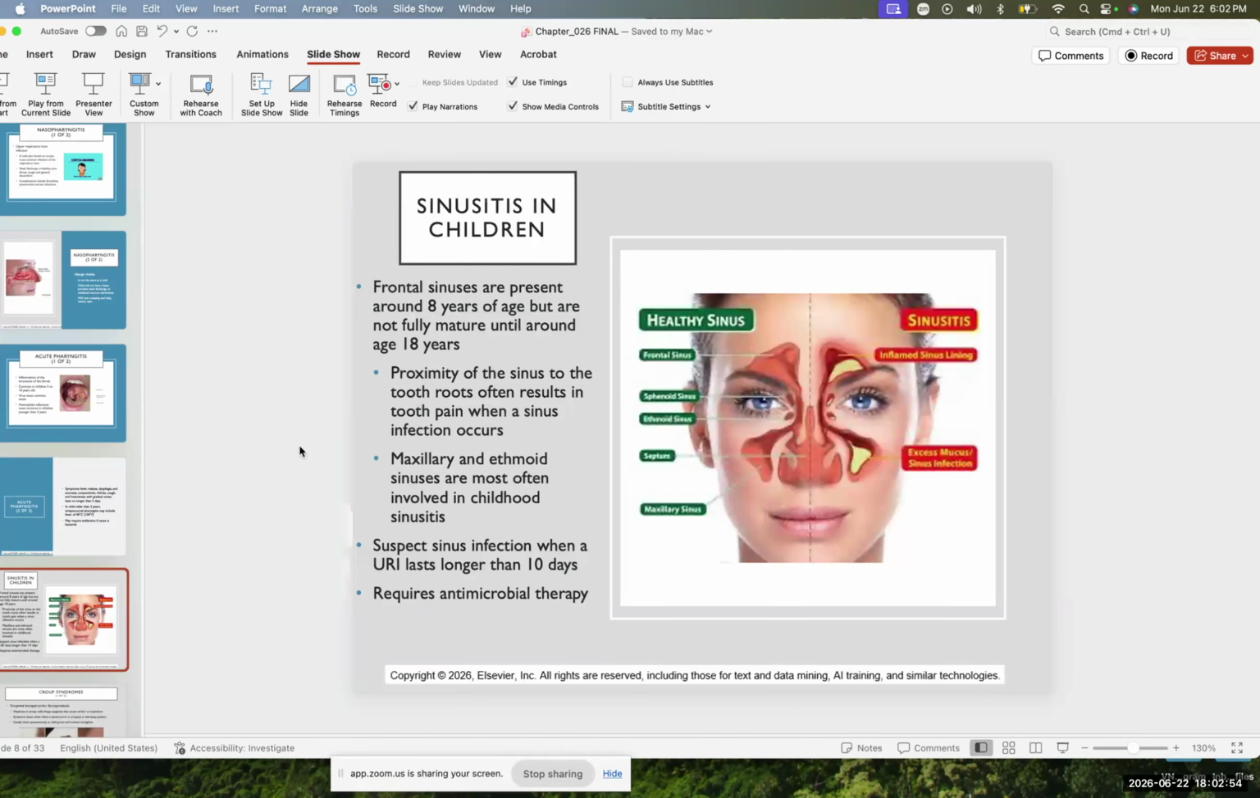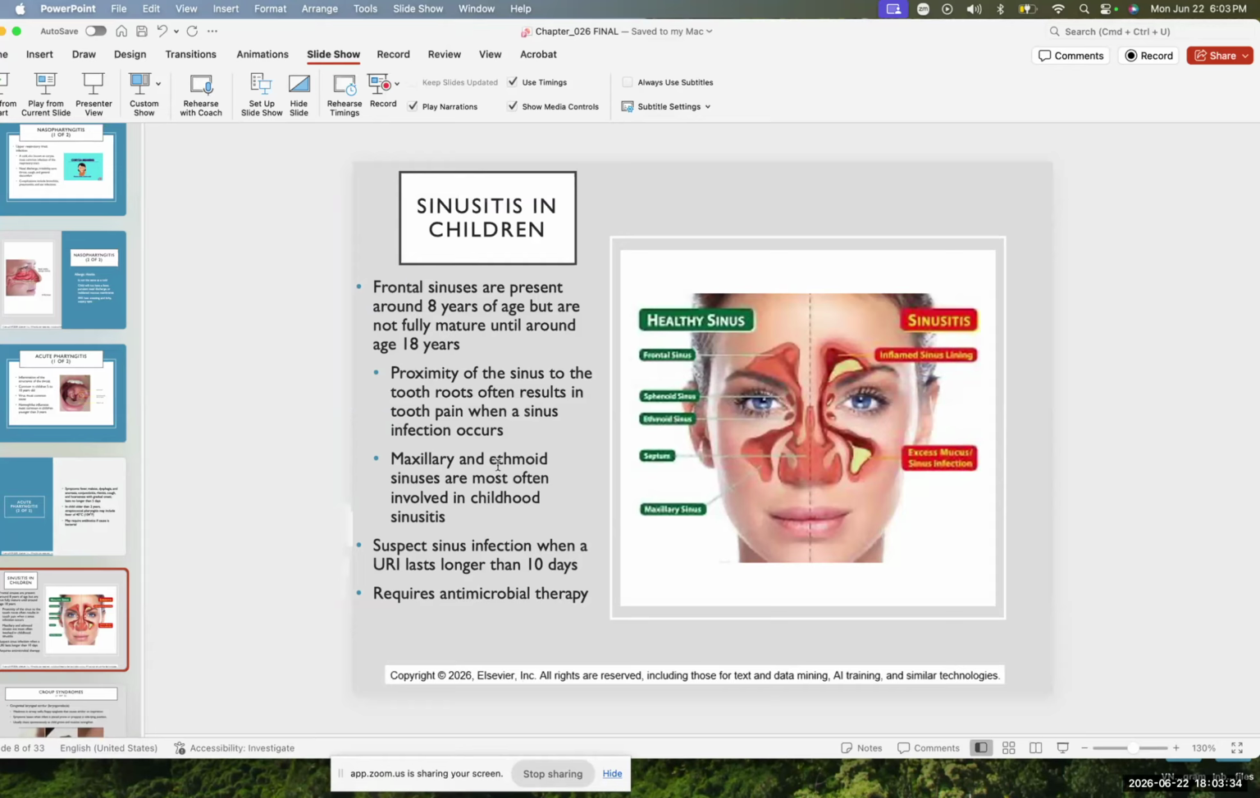Sinusitis, another itis, is inflammation of your sinuses, which are next to your nasal passageway. Okay, so frontal sinuses are present around 8 years old, but not fully mature until around 18. Proximity of the sinus to the tooth roots often results in tooth pain. So if you have a sinus infection, sometimes you go to the dentist because you think your teeth hurt, but it's because it's connected to your gum structures.